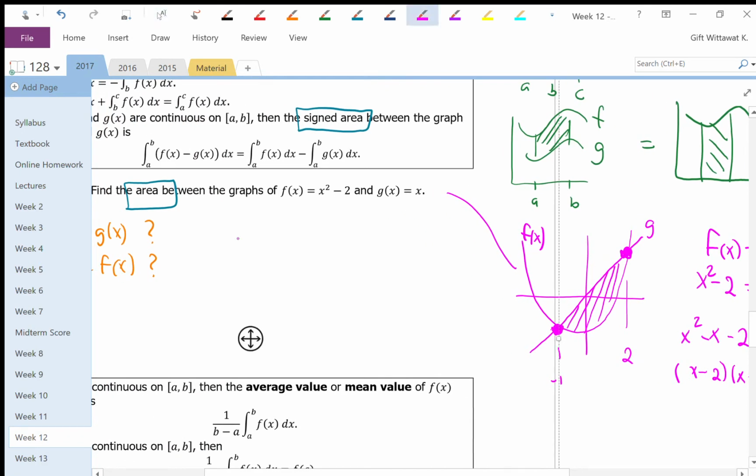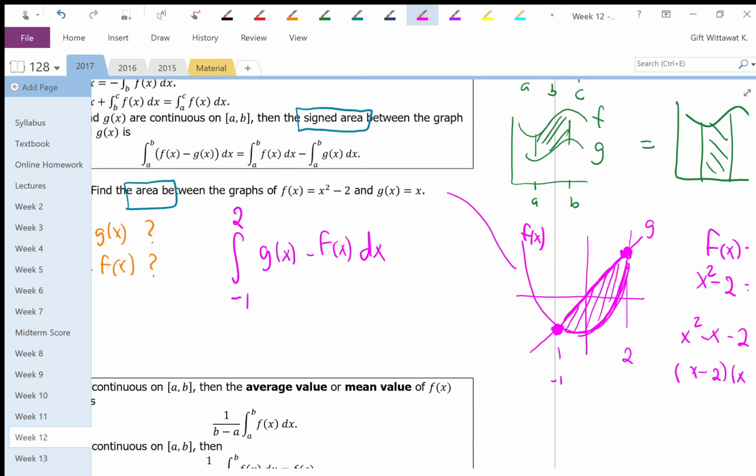So that solves my first little dilemma. My integral is going to go from negative 1 to 2. Now I want the area, and since my function g is lying above my function f, it makes more sense to compute the integral of g minus f over the interval. So this is basically the integral that I'm looking for in order to find the answer for this question.